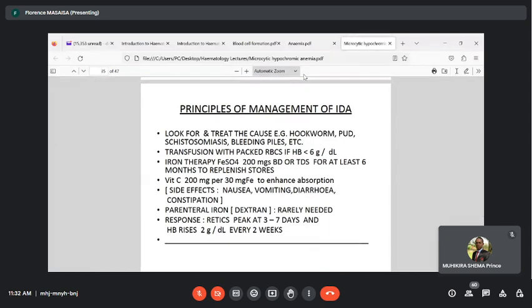So concerning the management of iron deficiency, first of all, targeting the causes, but meanwhile you are looking for the cause, you need to start the patient on treatment. You need to give iron therapy by ferrous sulfate, 200 milligrams twice a day for at least 6 months. The target of the treatment is not to raise hemoglobin and stop the treatment. The target is to replenish the storage of iron. So when you are treating your patient, the target is to see how the ferritin is.